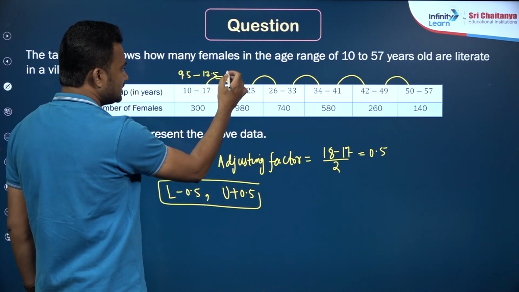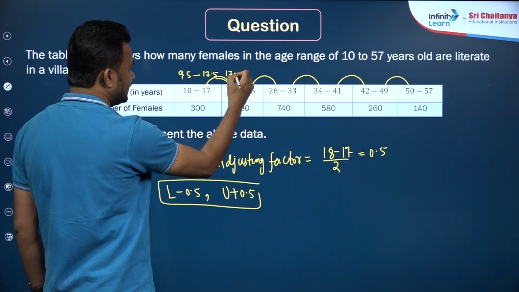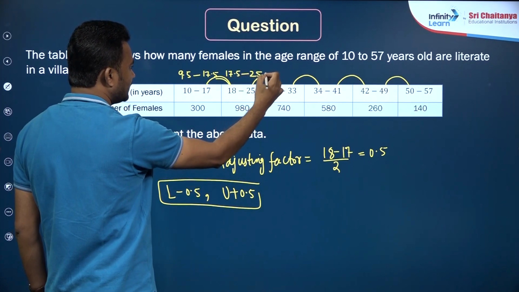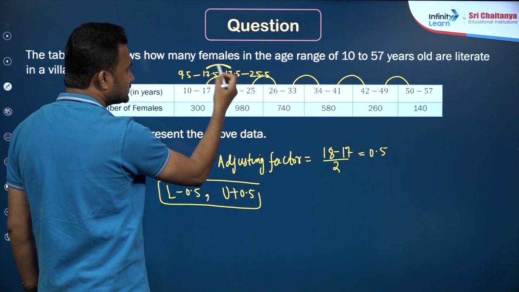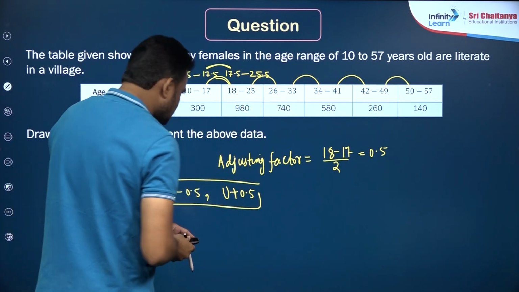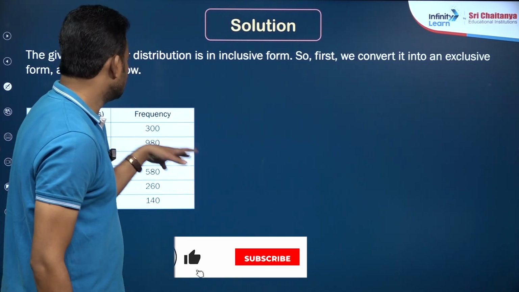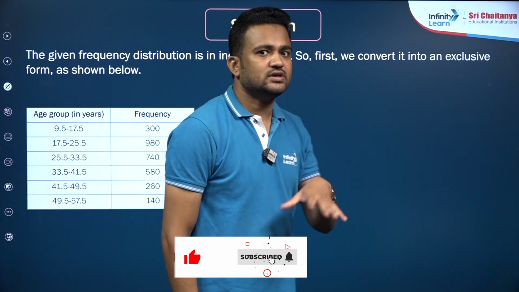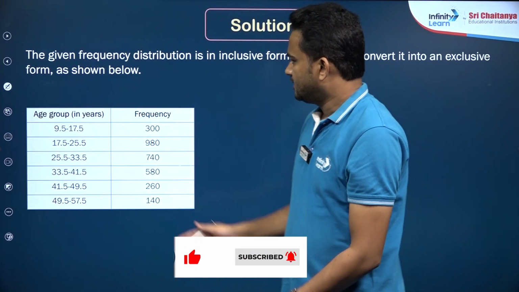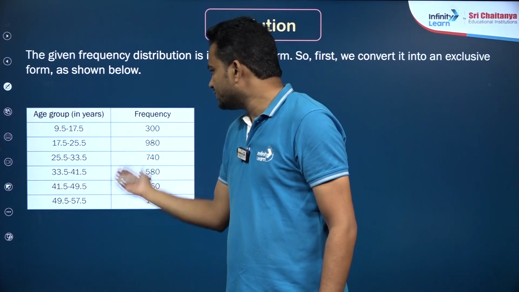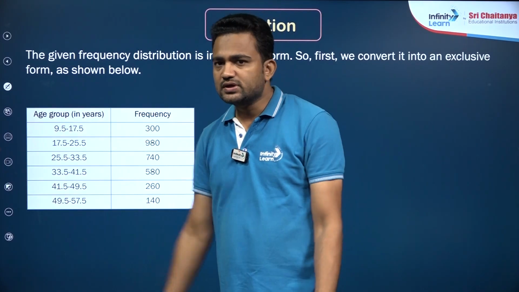Now subtract this 0.5, so you will get 17.5 and 25.5. Now you can see it has become exclusive form, right? So form the new class interval. So this will be the new class interval. Now the class interval is in exclusive form. Now again guys, class interval is given, frequency is given, you can draw the histogram, right?